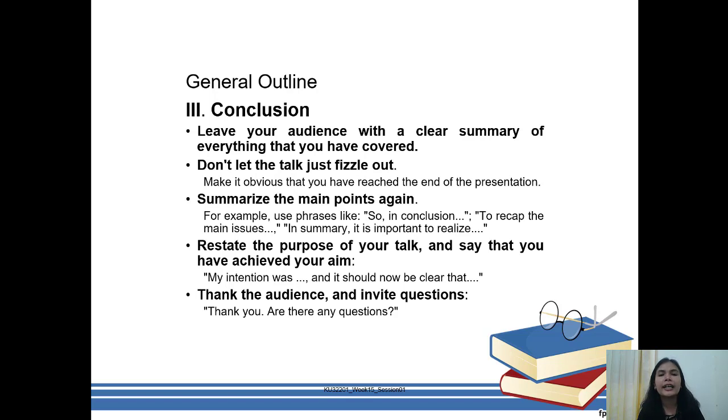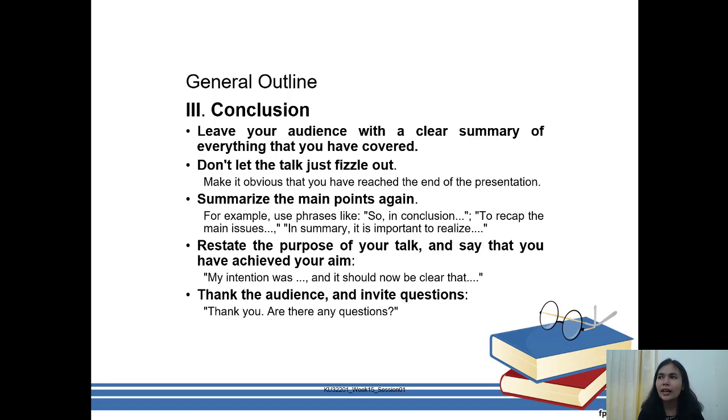And then in the conclusion part, make sure that you leave your audience with a clear summary of everything that you have covered. So, I have talked about A, B, C, and D, something like that. And then also do not let the talk just fizzle out. Make sure that you have reached the end of the presentation. Probably the best way to say it is, don't leave it hanging.